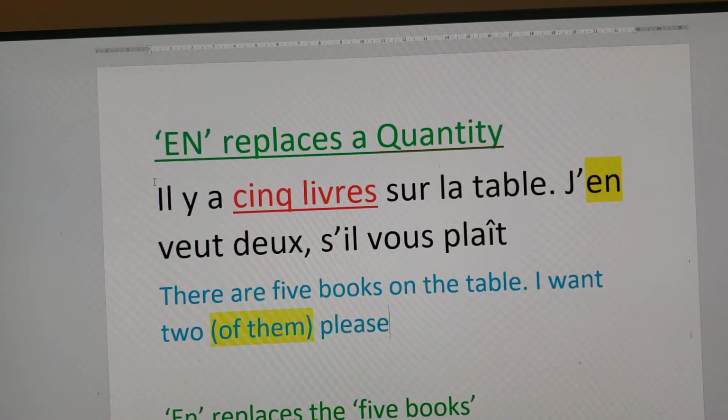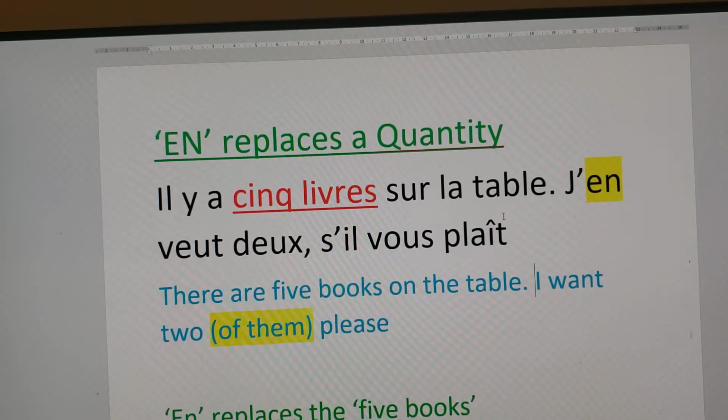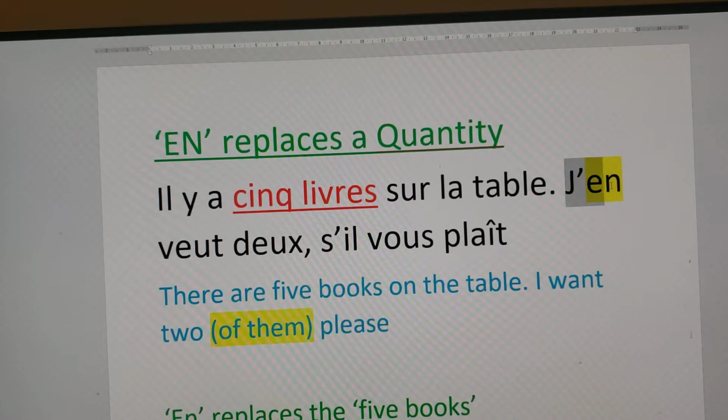Okay, so I've given an example over here. Il y a 5 livres sur la table. J'en veux 2 s'il vous plaît. So the meaning is, there are 5 books on the table. I want 2, please. So as you can see, we have used the word en over here. So il y a 5 livres sur la table. Why didn't we just say je veux 2?